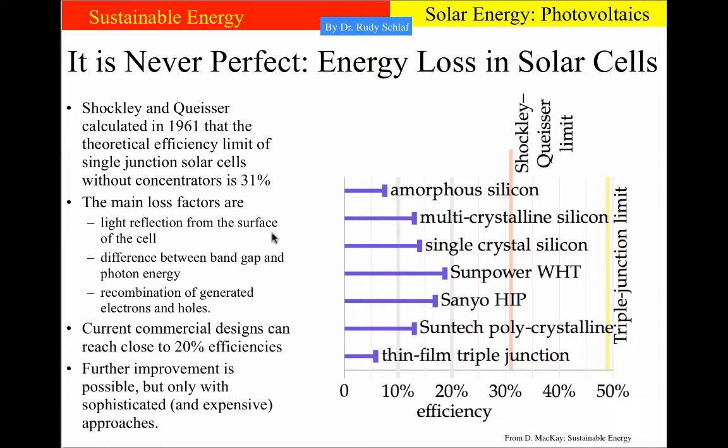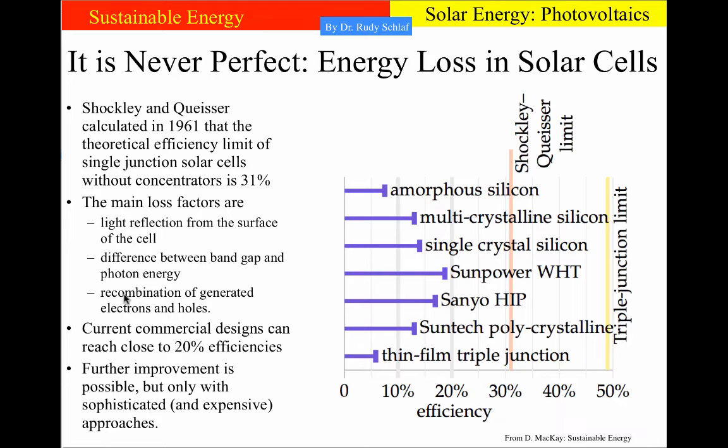The main loss factors in solar cells are light reflection from the surface of the cell, so the photons don't even reach the semiconductor region in the solar cell. There is the difference between the band gap and the photon energy. In most cases, the photon energy is a little bit bigger than the band gap, and this energy difference is usually dissipated as heat in a solar cell and doesn't contribute to the electrical current that is flowing.